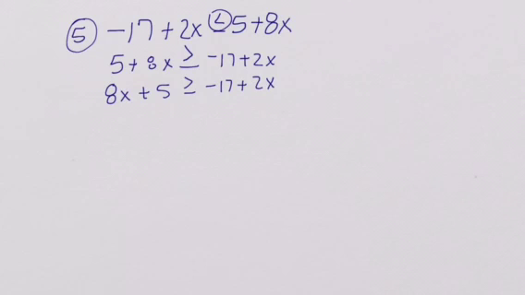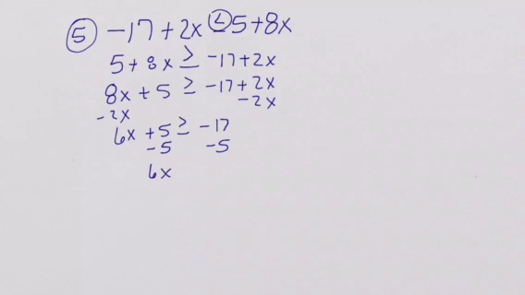Now we ask, is the variable term on the left? Yes, it is. Are all the variable terms on the left? They are not. So we're going to zero pair out the 2x. So now we have 6x plus 5 is greater than or equal to negative 17. Is the variable term alone? It's not. So we're going to zero pair out the 5. So we have 6x is greater than or equal to negative 22. We're going to divide by 6, divide by 6. X is greater than or equal to negative 11 over 3.